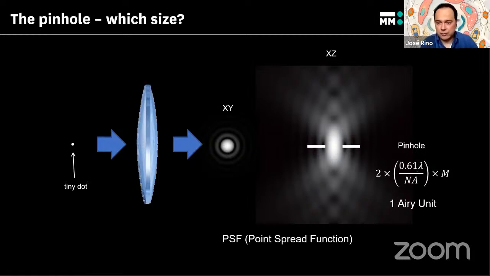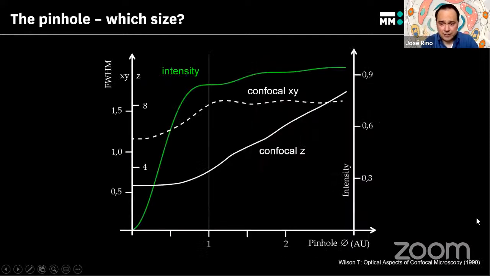So it's the image of the point spread function that's reaching the photomultiplier tube, the detector. So this value here that we can calculate very precisely, it's the 1 Airy unit. Why is it so important? Because it gives us the best compromise between resolution in X, Y, and Z and signal detected.